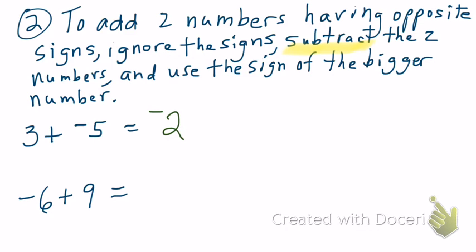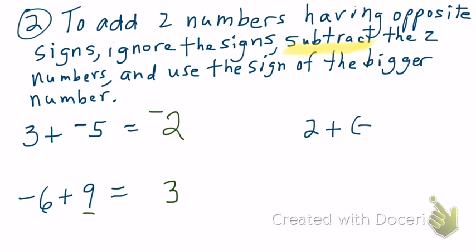On the next one, let's see, we have negative 6 plus 9. So again, we have opposite signs here. So we're going to subtract 9 minus 6 here. Again, we're ignoring the signs, basically finding the difference in the numbers. 9 minus 6 is 3. And then we'll use the sign of the bigger number. Well, the 9 is bigger than 6, so we're going to use its sign. So our answer is positive.